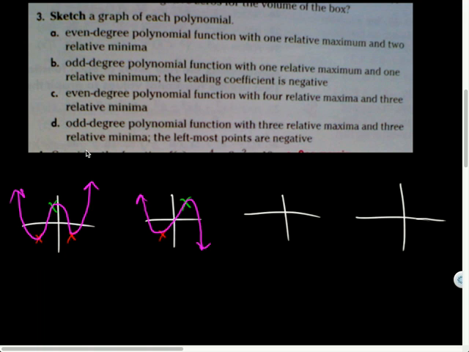Let's see, an even degree polynomial function with four relative maxima and three relative minima. So 1, 2, 3, 4. And then in between those would be the minima. 1, 2, 3. I feel like it's a very Sesame Street way of counting. I'm fine with that. Can I do this all in one?